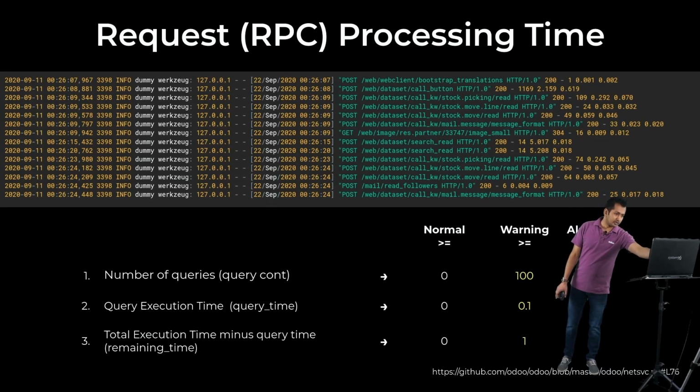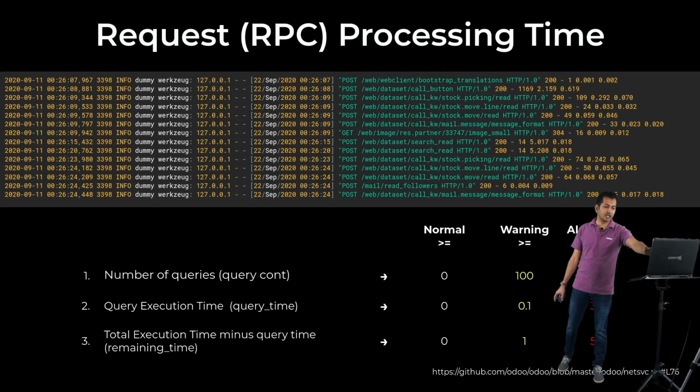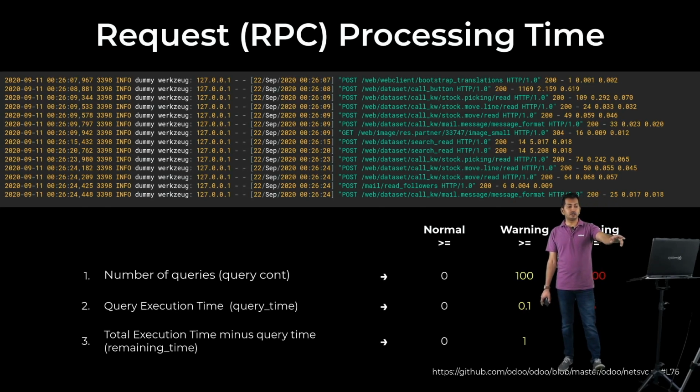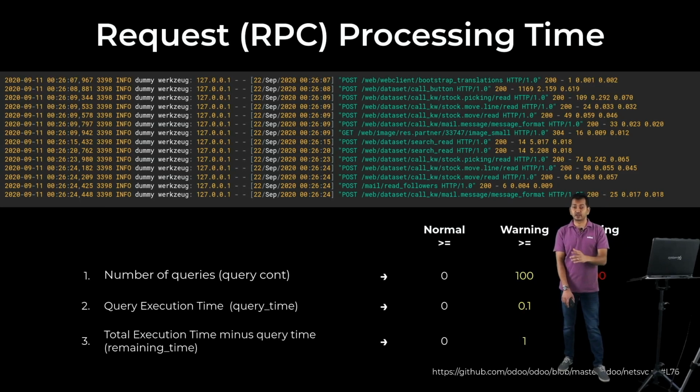A simple example that I could pick is stock picking read, which is executing 109 queries, and it's taking 0.029 milliseconds to read those queries, and it's only taking 0.07 seconds to do the execution on the server side itself. So you can tell what is the slowest.